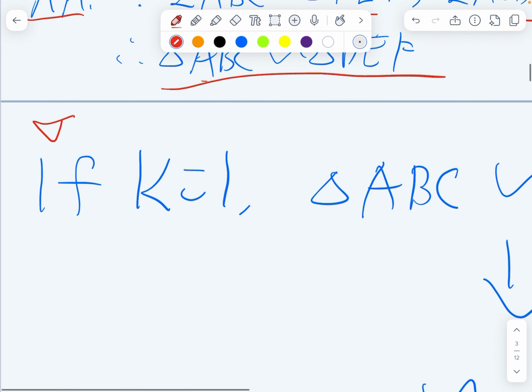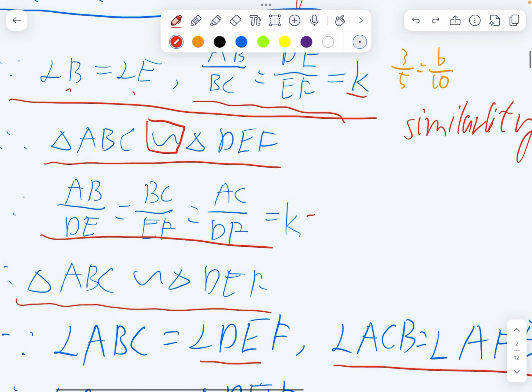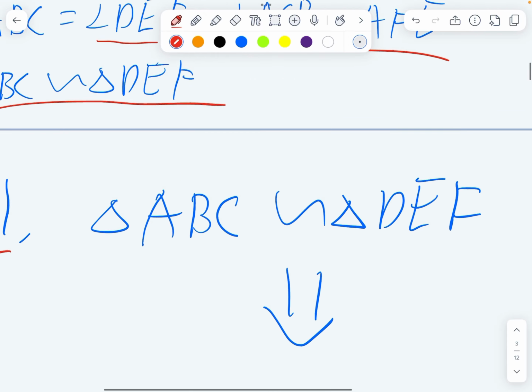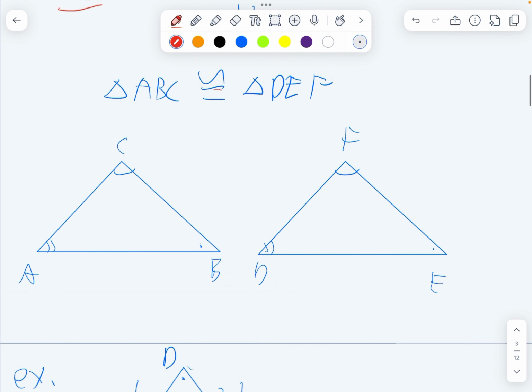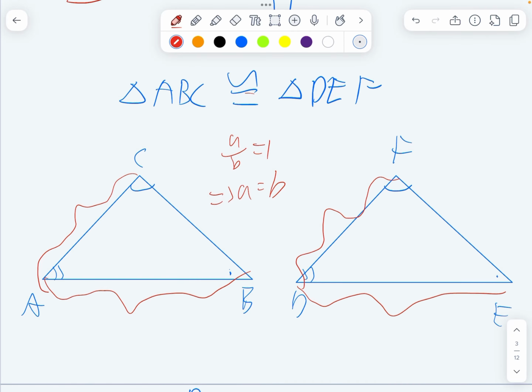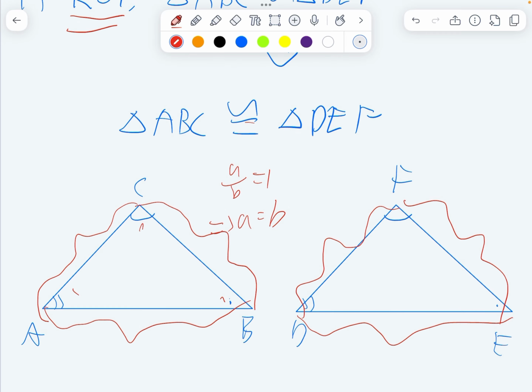There is a special case, when k equals 1. That means triangle ABC similar to triangle DEF with the ratio equal to 1, so the two triangles are the same. So AC equals DF, AB equals DE and BC equals EF. When the three sides are compared together, the triangles are congruent.